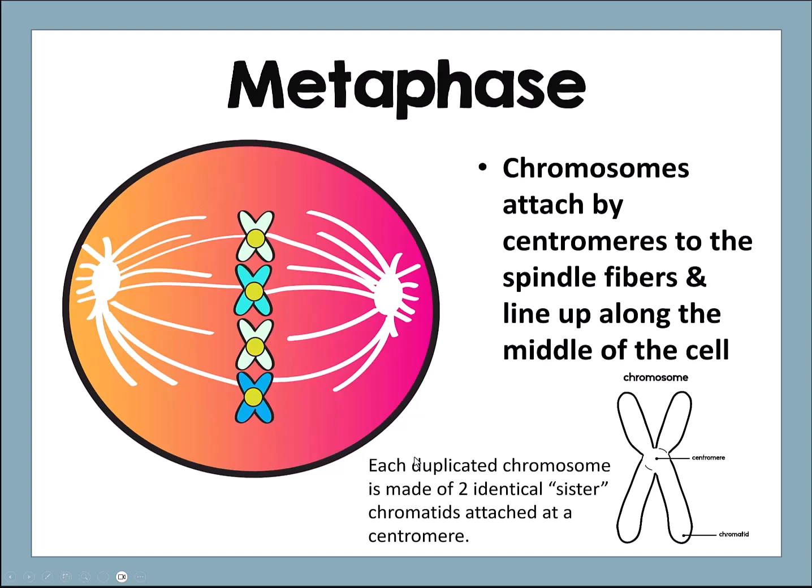In metaphase, chromosomes attach by centromeres to the spindle fibers. So again, here are these spindle fibers responsible for locating the chromosomes and lining them up correctly in the cell. And those chromosomes are going to be lined up in the middle, which is a good way to remember metaphase, middle. And as I mentioned, each duplicated chromosome here is made of two identical sister chromatids attached at a centromere. So the centromere is the middle of the chromosome, and then each of these sides is a sister chromatid made of a copy of DNA.